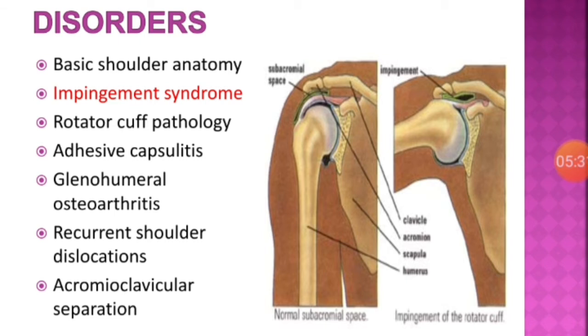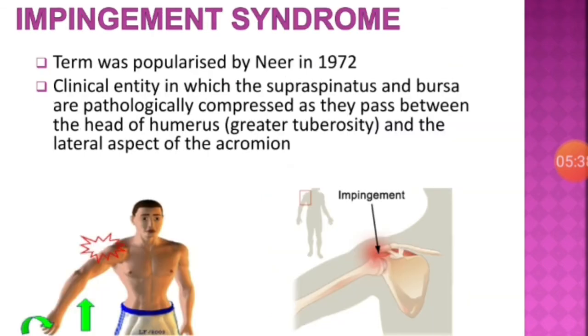So, let's go on to the main topic of today's discussion, that is impingement syndrome. The term impingement syndrome was popularized by Neer in 1972. It is a clinical entity in which the supraspinatus and the bursa are pathologically compressed as they pass between the head of the humerus and the lateral aspect of the acromion.